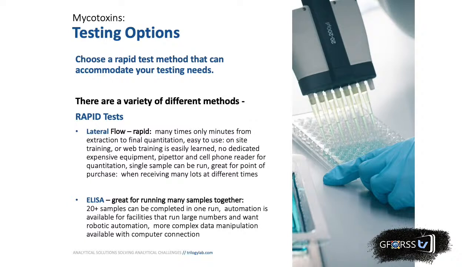ELISA tests, like the picture on the right of this slide, are great for running many samples together. Many times, depending on the well size, 20+ samples can be completed in one run. Another very nice thing about this technology is if you are in a facility that has this type of sample load, automation is available. Large numbers of samples can be run with little intervention because the robotics do the pipetting and the instrument will let you know when the results are available. Additionally, typically with these ELISA formats, data is downloaded to a computer, so more complex data manipulation is available for those facilities that need this type of testing.